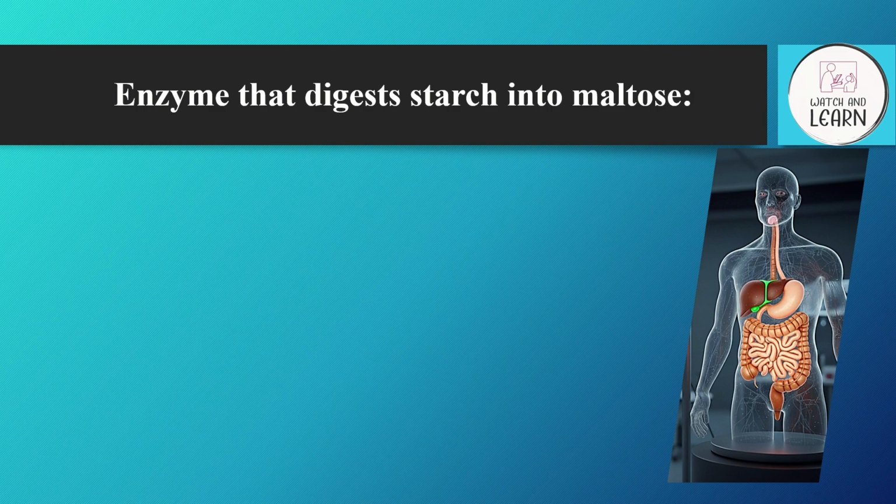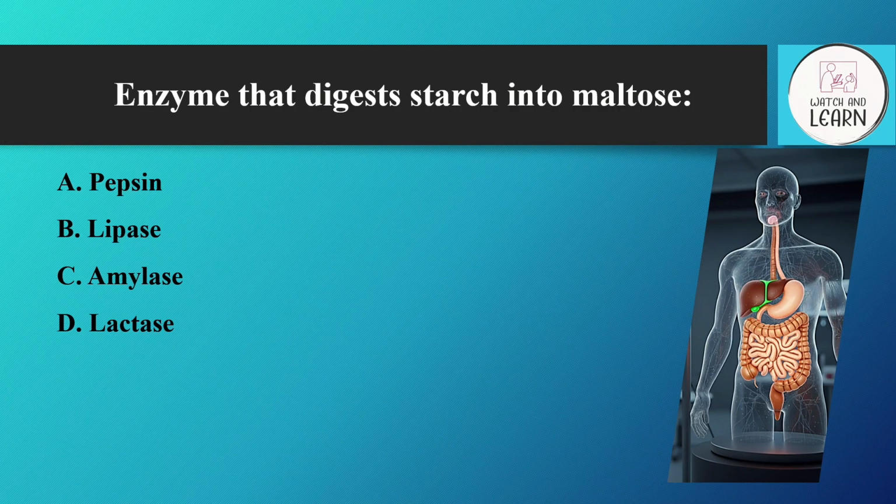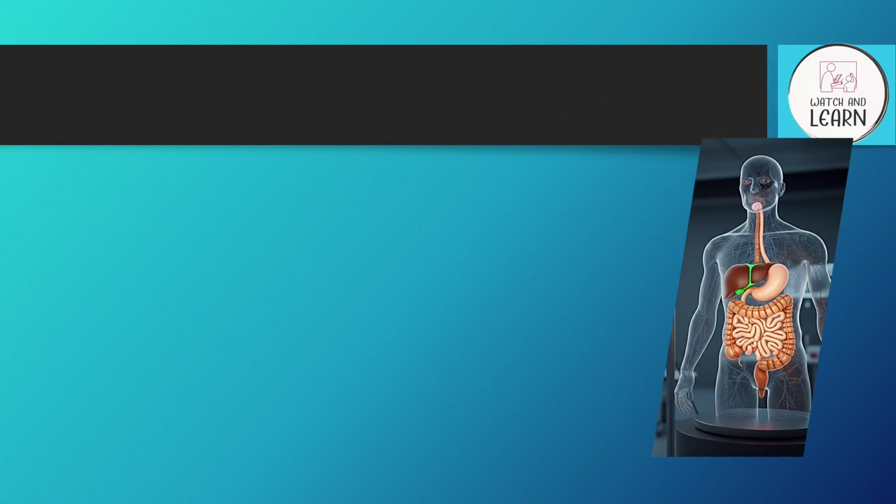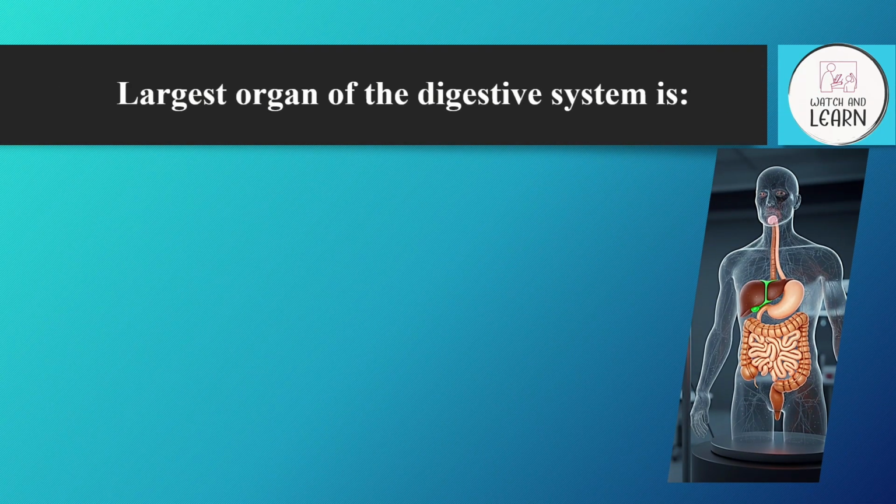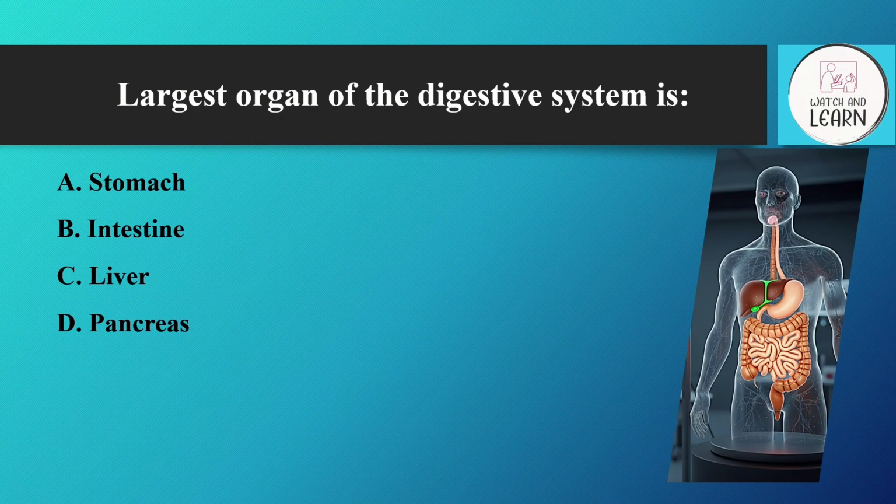Enzyme that digests starch into maltose. These are the options, and the right answer is answer C, amylase. Largest organ of the digestive system is. These are the options, and the right answer is answer C, liver.